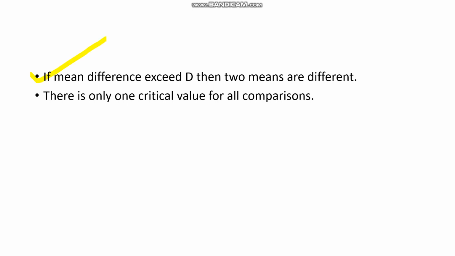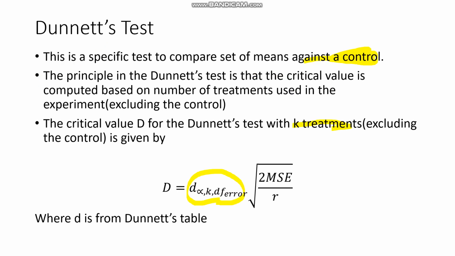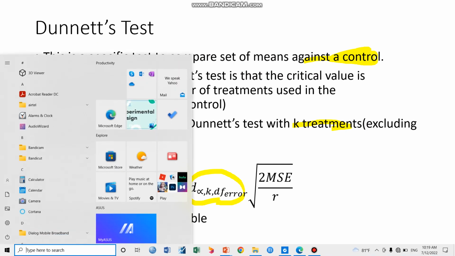We need to compare the mean differences with D. If a mean difference exceeds D, that means the two means are different. So there is only one critical value for all the comparisons. That is the key point in this test.